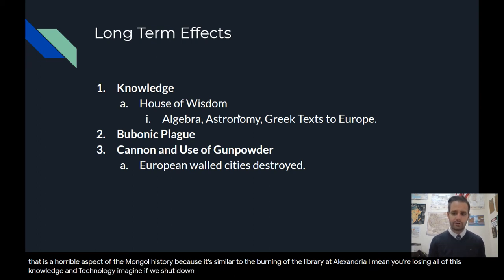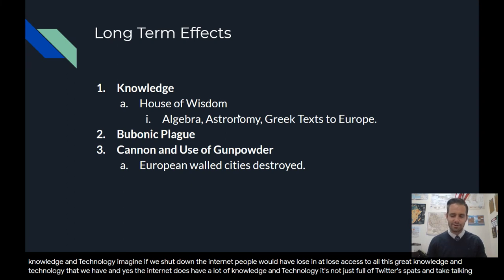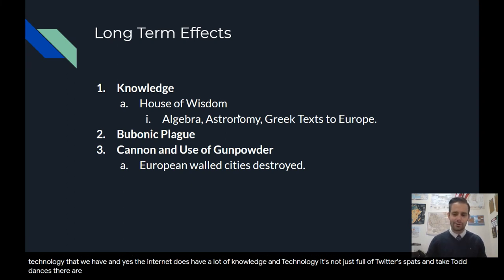Imagine if we shut down the internet. People would lose access to all this great knowledge and technology that we have. And yes, the internet does have a lot of knowledge and technology. It's not just full of Twitter spats and TikTok dances. There are actually really, really good things on the internet, which you should use the internet for instead of doing your little TikTok dance challenge.